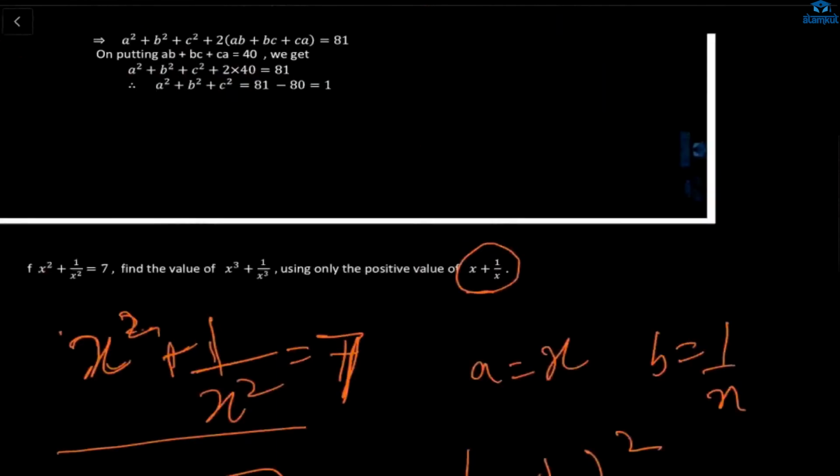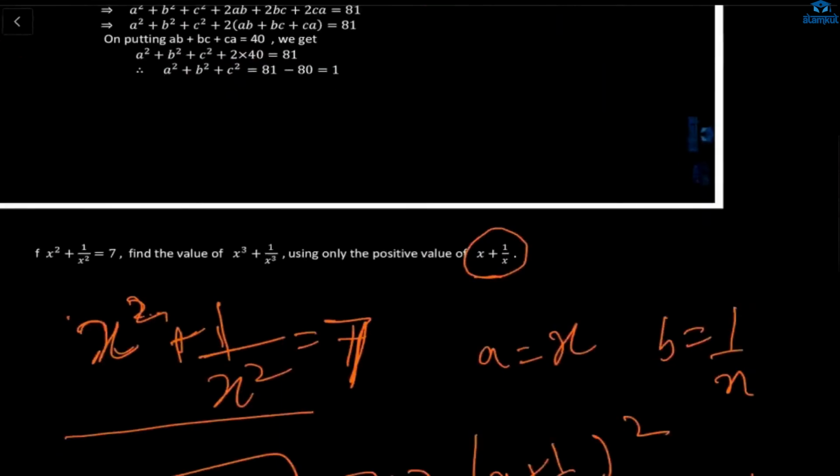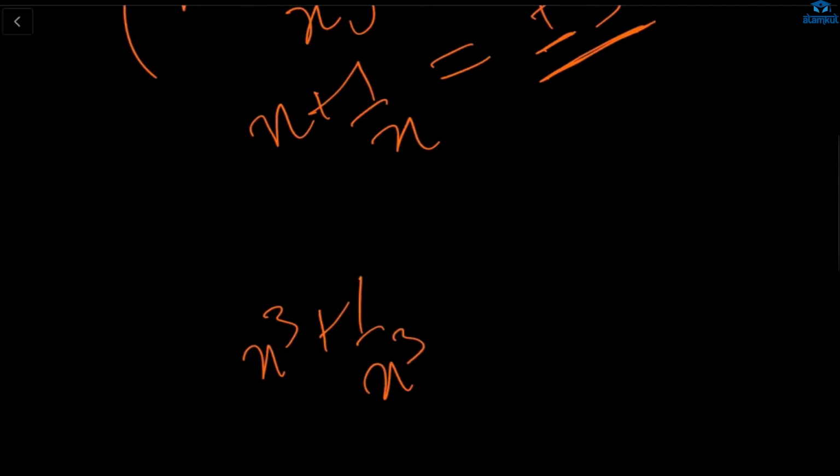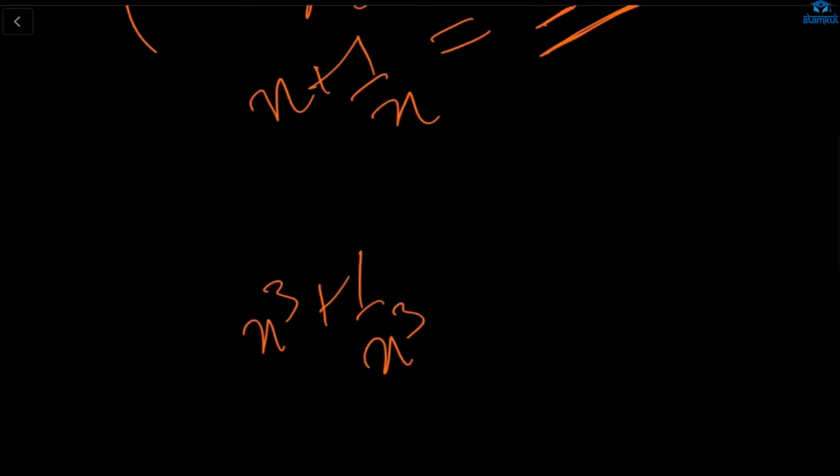Now we have to find out the value of x cube + 1/x cube. Can you tell me how we can take out the value of x cube + 1/x cube? Anybody? Ma'am, it will be (x + 1/x) cube equals 3 cube. Just wait. Where will this term come, x cube + 1/x cube? Ma'am, a plus b whole cube. Yes, (a + b) whole cube.